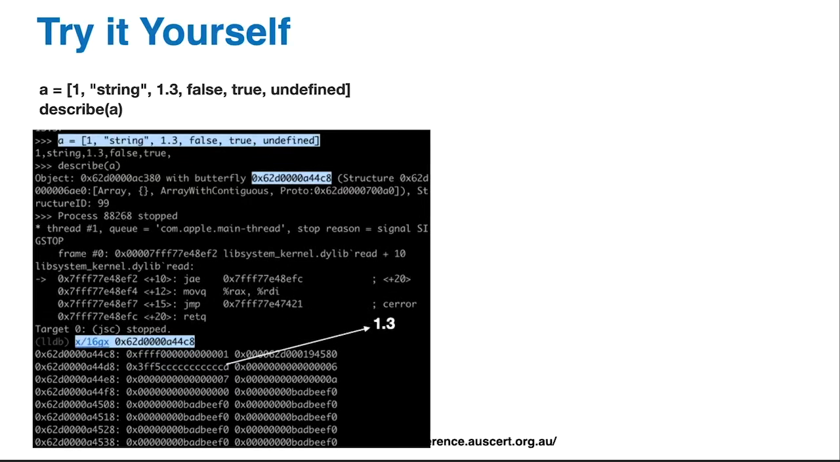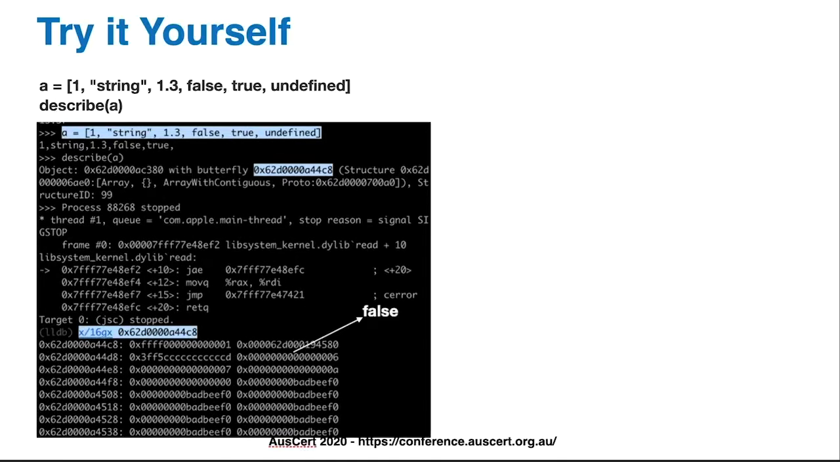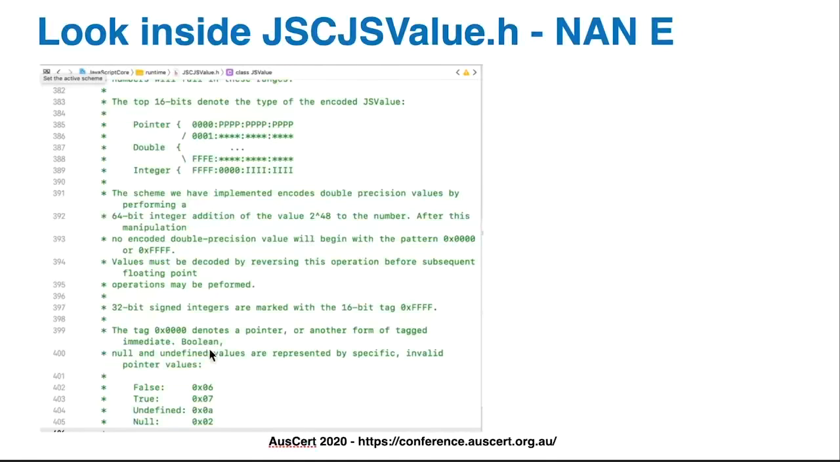And similarly, you have the float, which is, as we discussed previously, stored as unsigned long int. And then we have specific values for Boolean statements. So for example, false is 6. You can also see over here that false is stored as 6 and true is stored as 7.